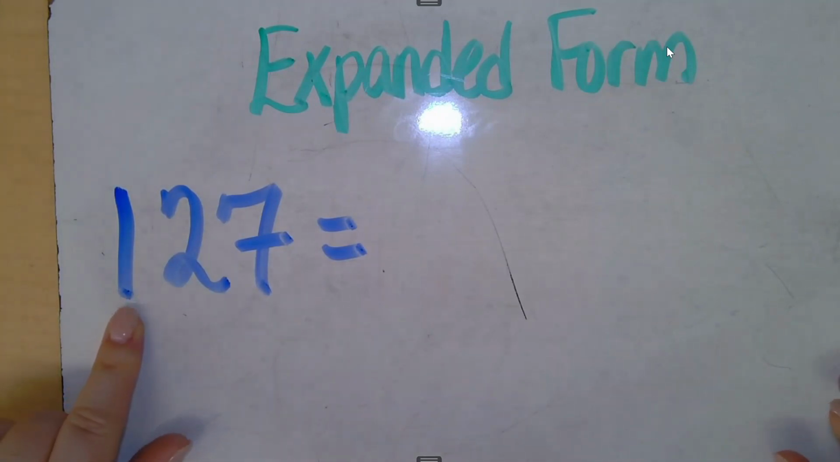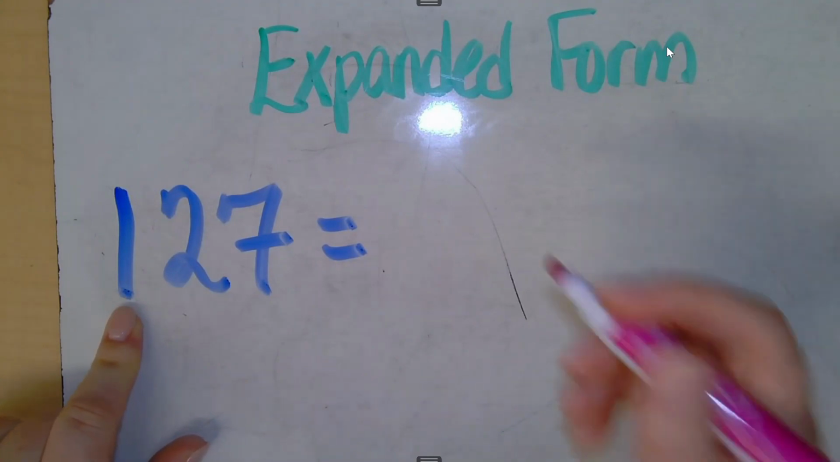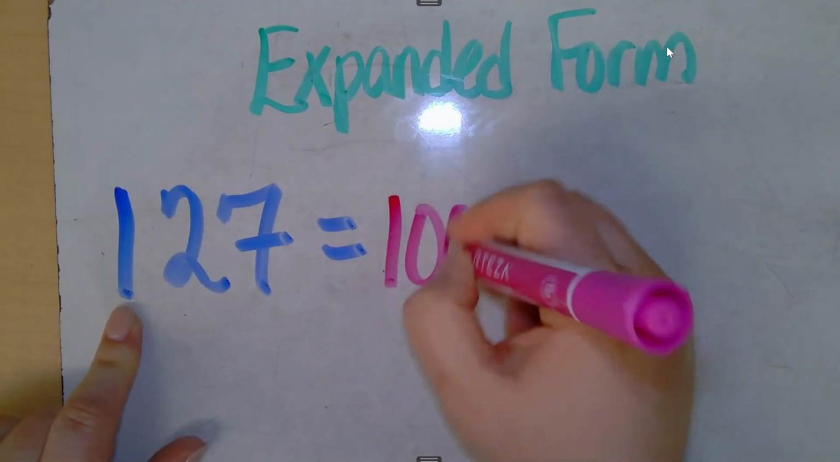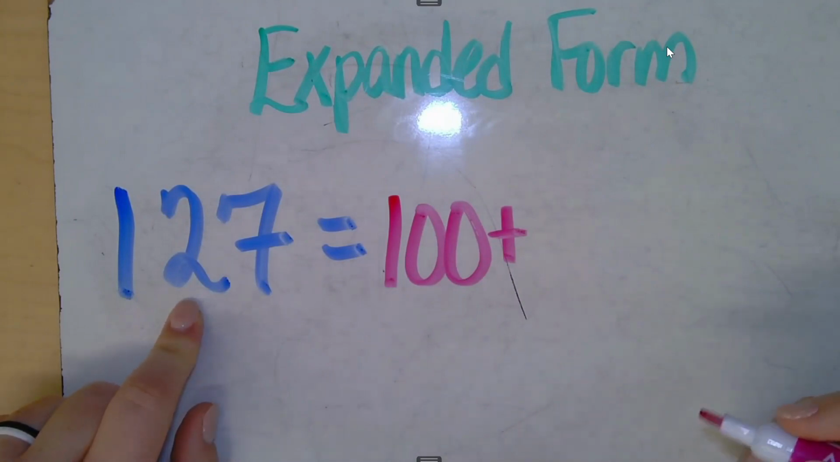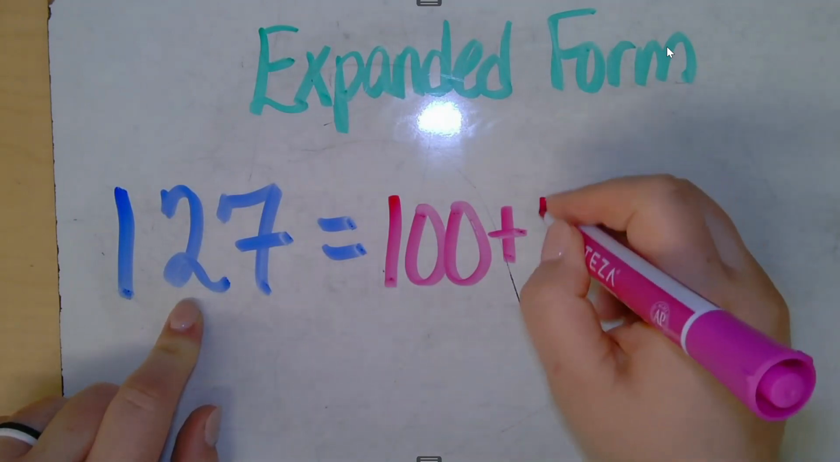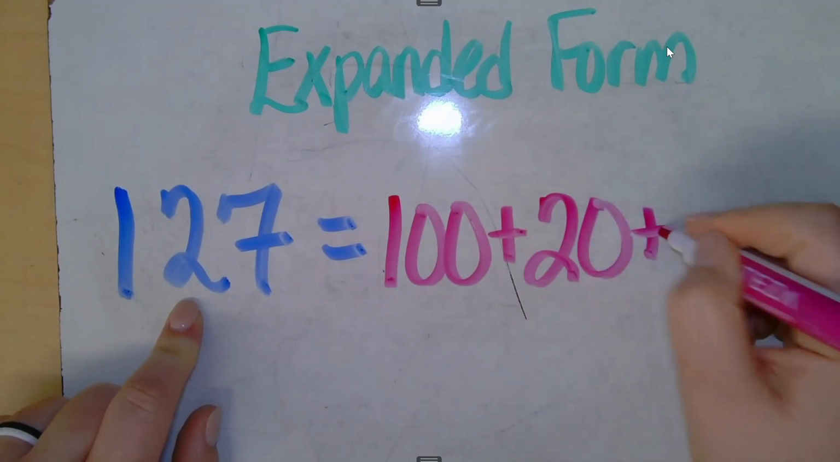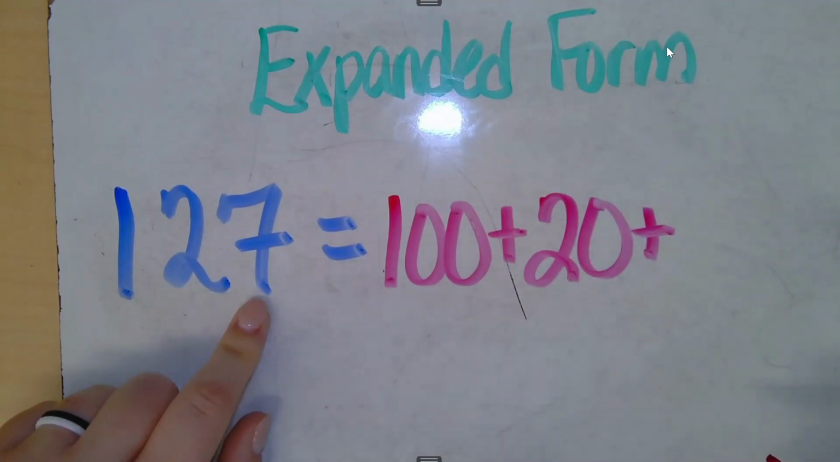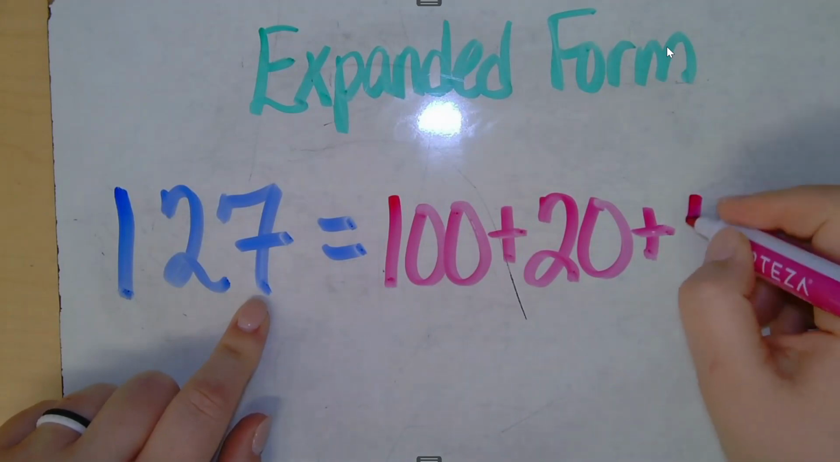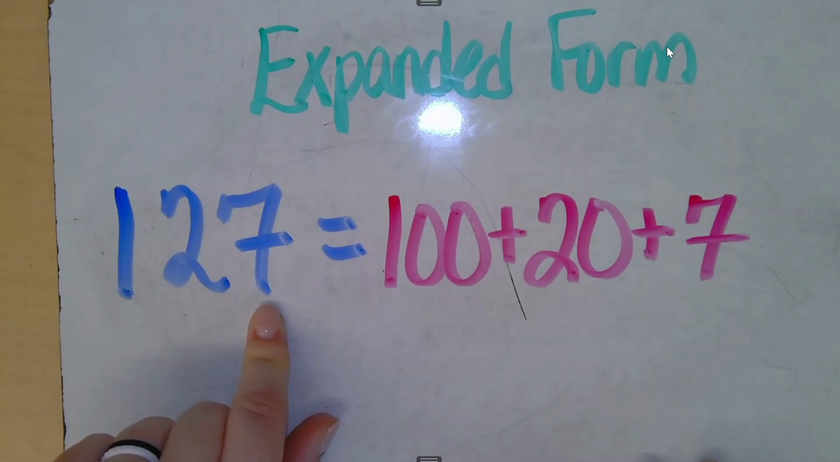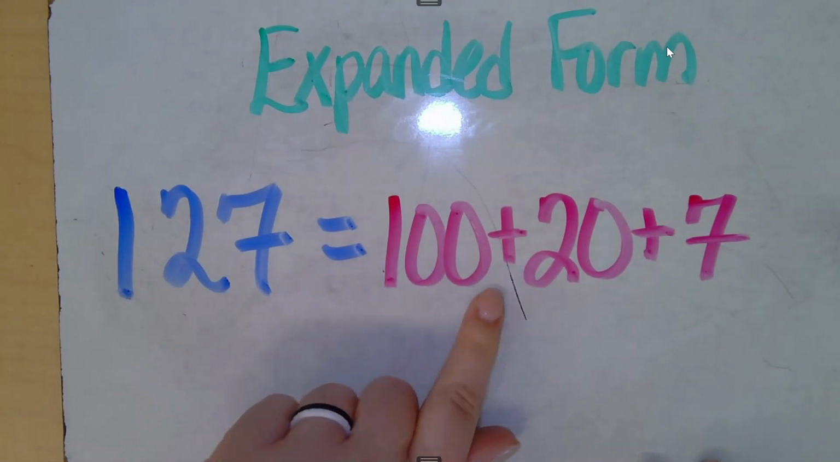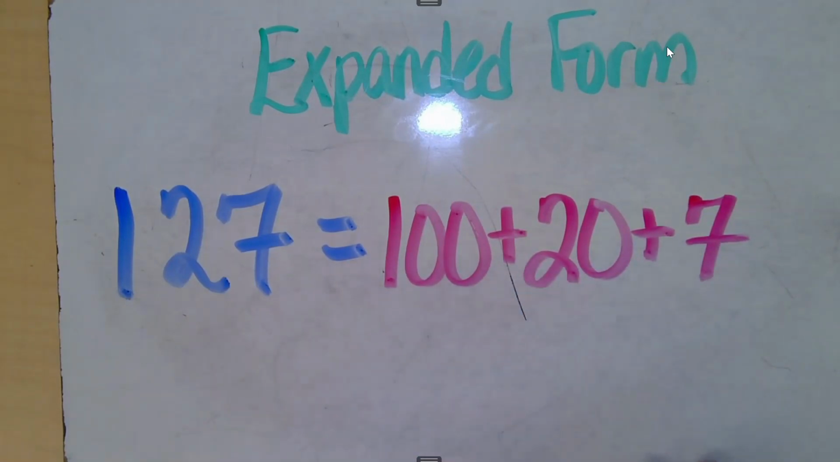All right, you should have looked at your hundreds place and saw that there's 1 hundred, which is 100. You should have looked at your tens place and saw 2, and you know that 2 tens is 20. You should have looked at your ones place and saw 7, and you know that 7 ones equals 7. So 127 written in expanded form is 100 plus 20 plus 7.